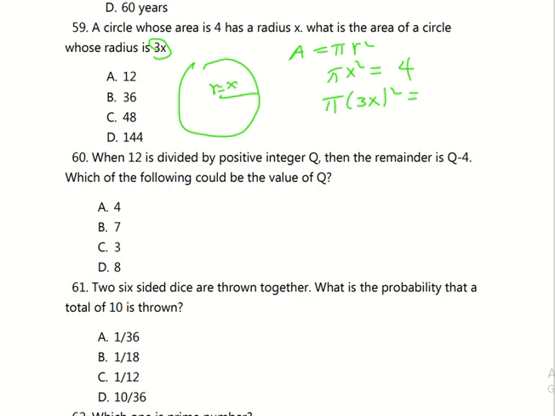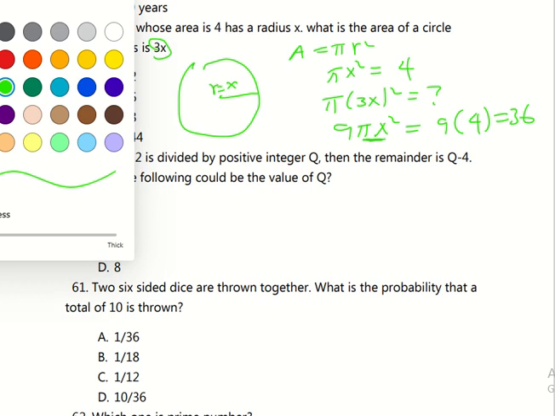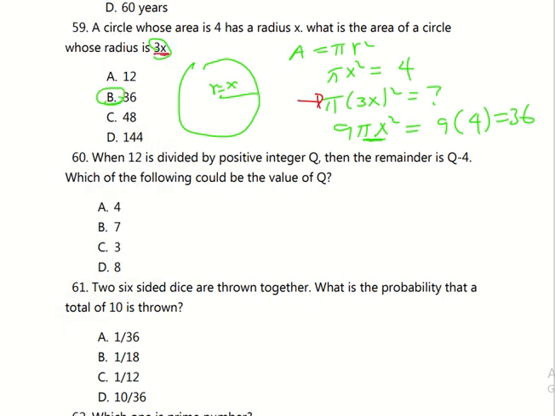This is what we are looking for, but 3 square is 9, so 9 pi x square. That means 9 times pi x square from the above, which is 4, so it must be 36. So the answer will be B. I will repeat it. The question asks, what is the area of a circle whose radius is 3x. In place of r I will substitute 3x. It will be 9 pi x square, but pi x square by itself is given to us at the beginning, which is 4, so I substituted.